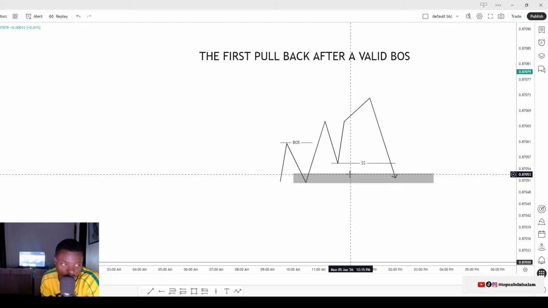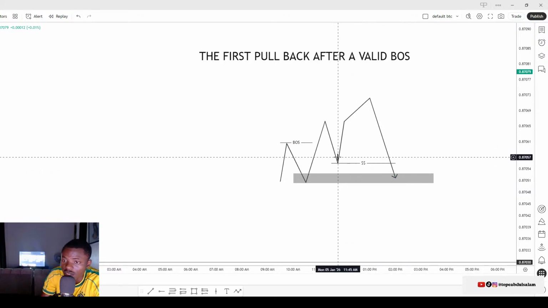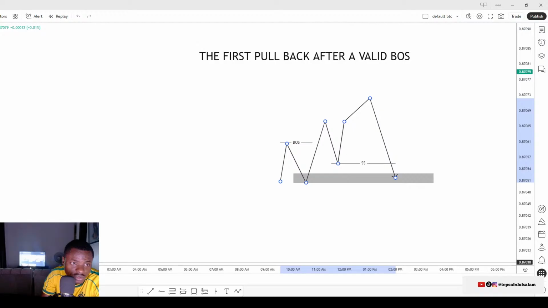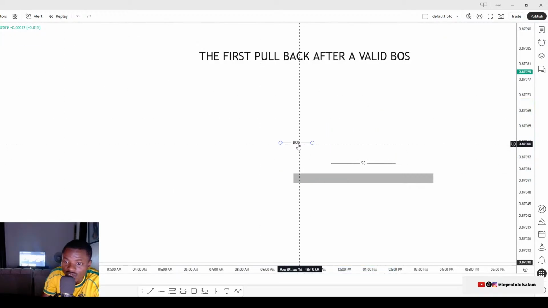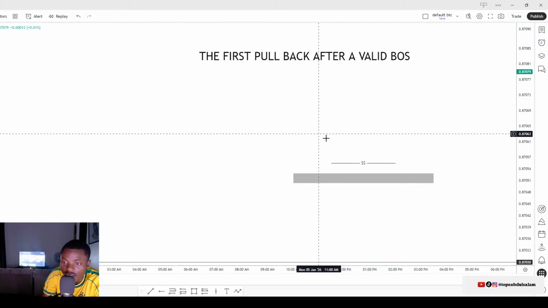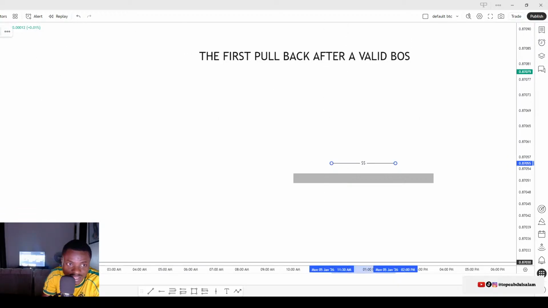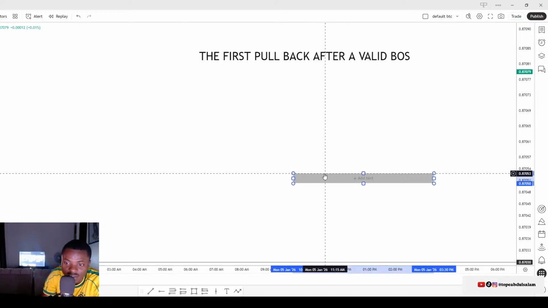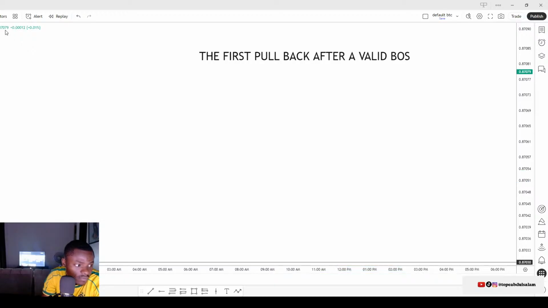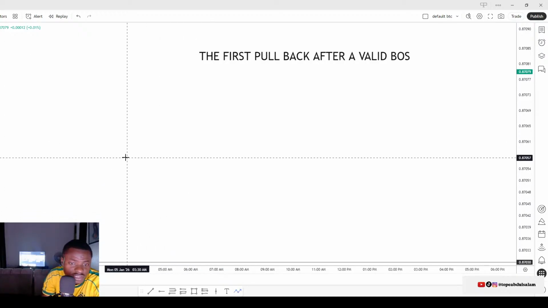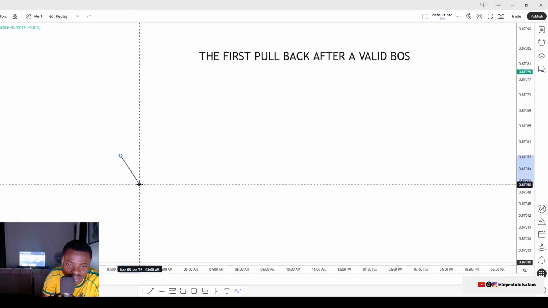Okay, you understand, right? Okay, good. So let me make another demonstration of an inducement. The inducement can be in a lot of forms. It's not just in that form. Obviously, it's the same thing if we are in a bearish momentum. Let's say we are in a bearish market.